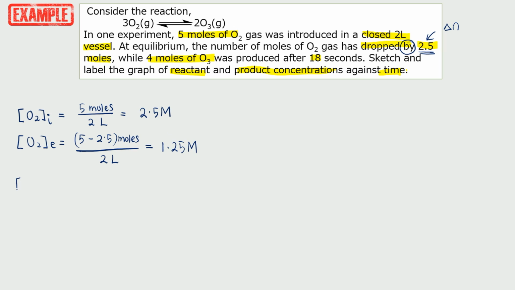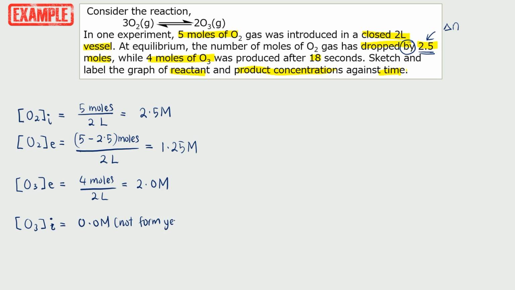Next, the concentration of O3 at equilibrium is 2.0 molar. The initial concentration of O3 is equal to 0 because it is not formed yet. So the reaction starts from oxygen gas.